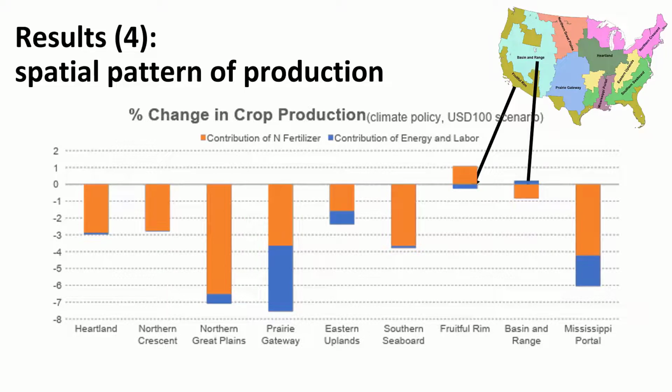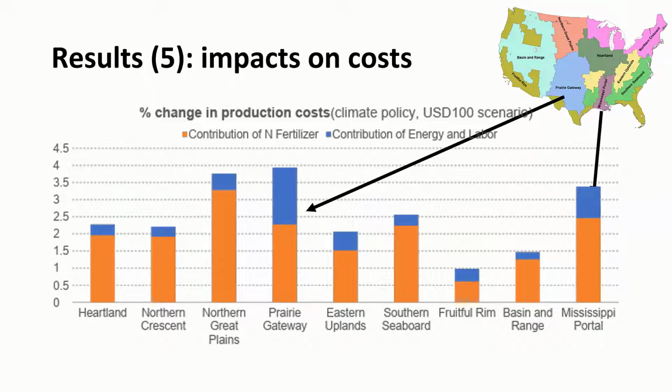And you can see big hits in the Northern Great Plains and the Prairie Gateway. Northern Great Plains driven by fertilizer, and the Prairie Gateway, which includes Nebraska, Kansas, and so on, by fertilizer and irrigation costs going up. So again, overall average impacts aren't that great on crop production, but they vary a lot, even by these broad production regions. And this just shows the impacts on costs, the composition of fertilizer and energy. This should perhaps have come before the previous slide.